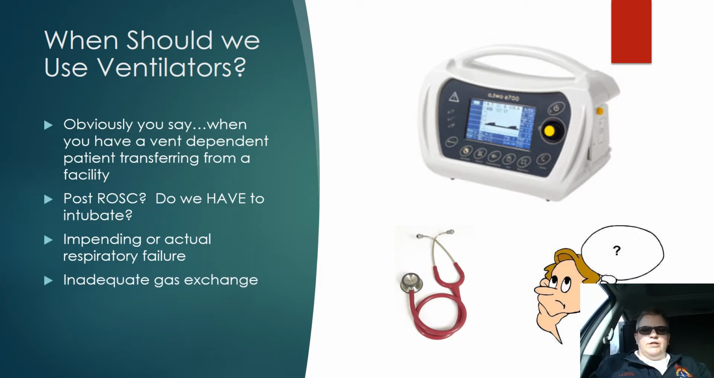Inadequate gas exchange. We've got patients that have VQ mismatches. We've got folks that need better oxygenation where it's supposed to be. So maybe we can help them with our vent strategies, increasing our PEEP, or recruiting those alveoli that aren't recruited right now. So those are some things that we can do to use our ventilators.